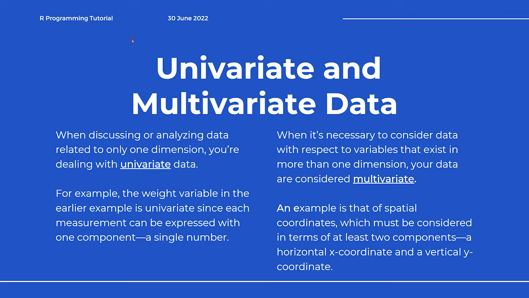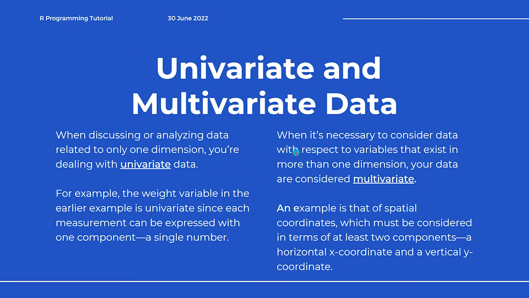So it means that for the data to be complete, it needs to have more than one variable. An example is spatial coordinates, which must be considered in terms of at least two components, a horizontal x coordinate and a vertical y coordinate.